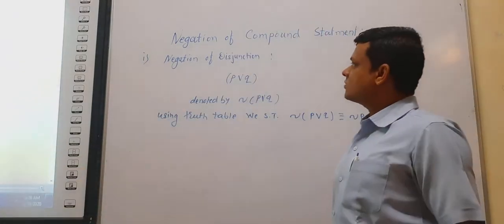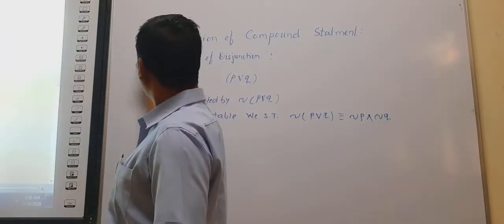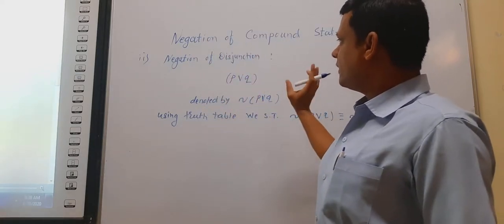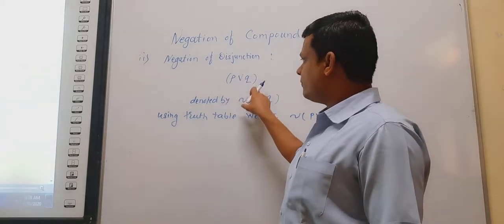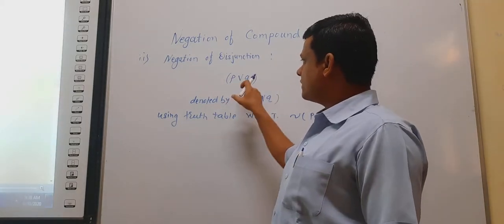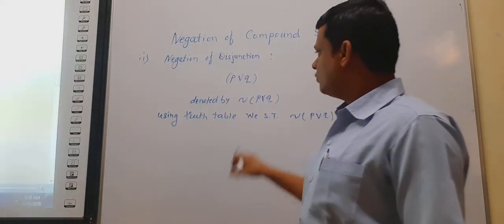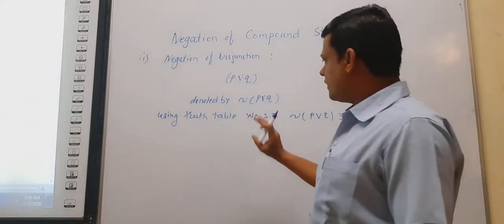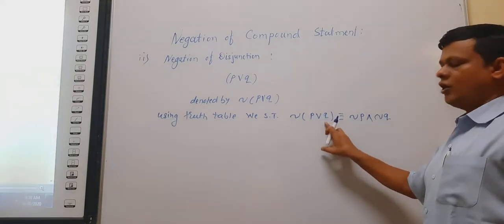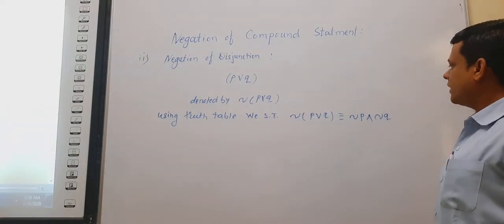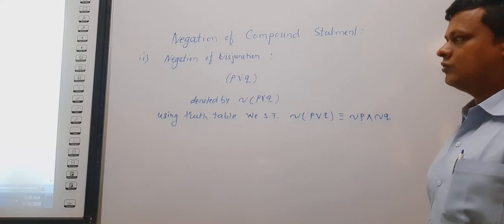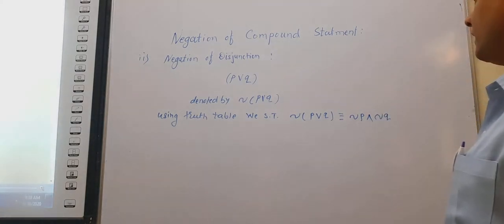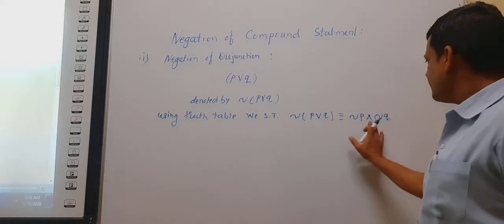Next, the negation of disjunction. If P and Q are two statements, their disjunction is denoted by P or Q, and negation of disjunction is denoted by negation of (P or Q). Using truth table, we show that negation of (P or Q) is equivalent with negation of P and negation of Q. Thus we say that the negation of disjunction of two statements is the conjunction of their negations.